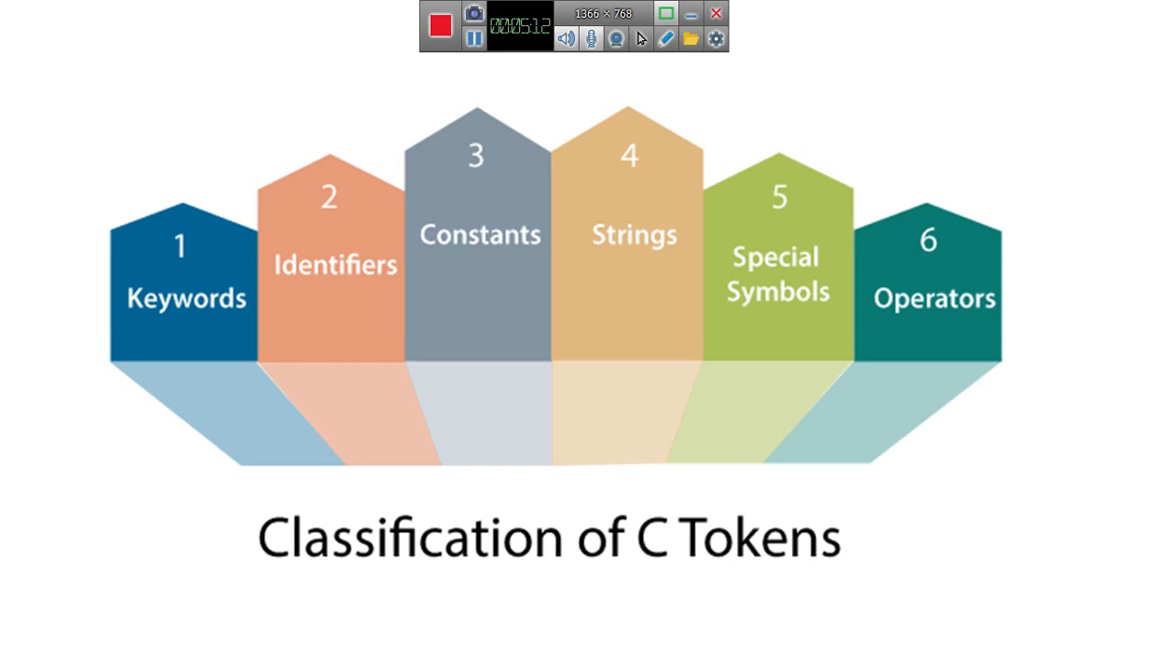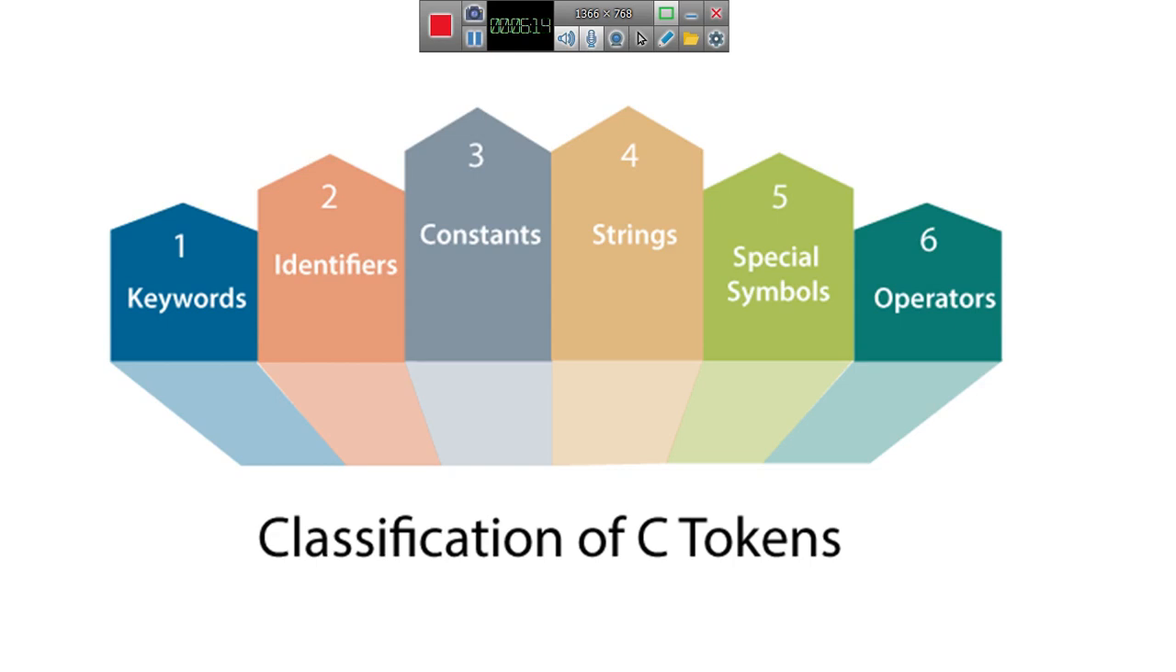So here tokens. What do you mean by a token? A token is a small unit used in a C program. The compiler breaks the program into smaller parts. The compiler breaks a C program into tokens. The total program is a collection of tokens.